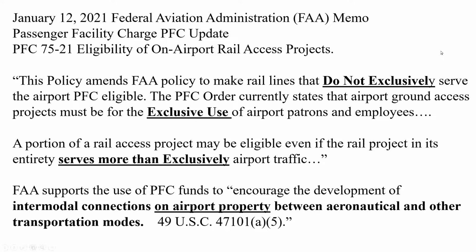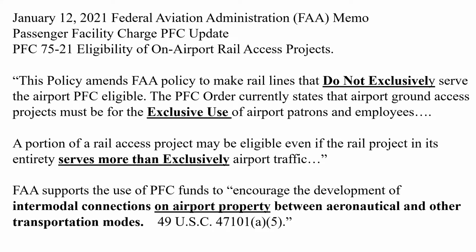Lovely, thank you. January 12th, 2021, the FAA issued a memo on passenger facility charge update for eligibility of on-airport rail access project. It states, this policy amends FAA policy to make rail lines that do not exclusively serve an airport PFC eligible. The PFC order currently states that airport ground access projects must be for the exclusive use of airport patrons and employees. A portion of rail access project may be eligible even if the rail project in its entirety serves more than exclusive airport traffic.